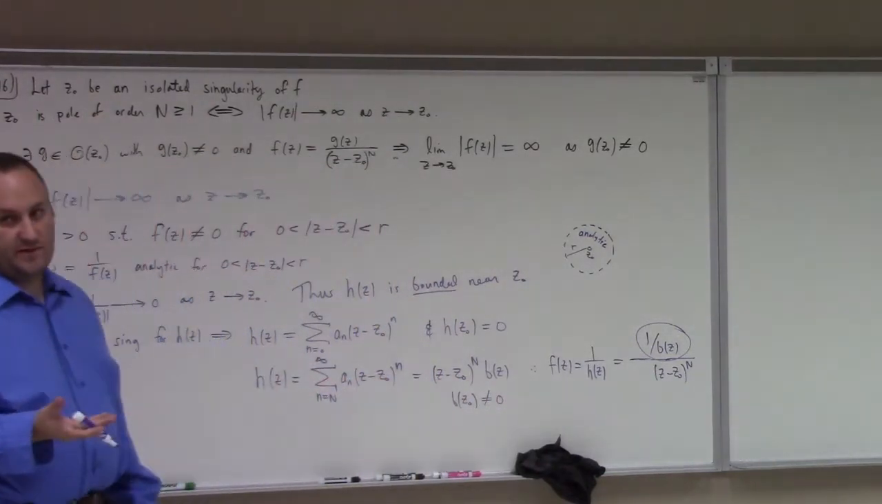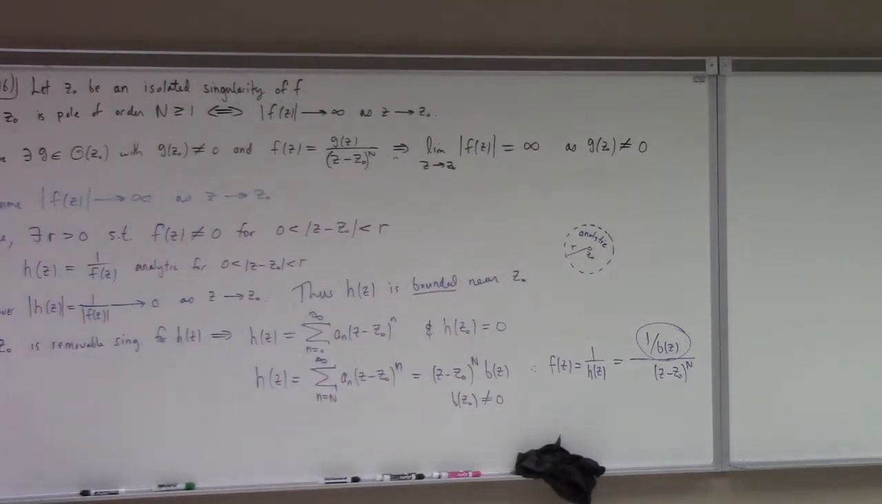The function upstairs, what's the value of b at z naught? b of z naught is non-zero, right? So the reciprocal of an analytic function is analytic near z naught. And so there you go. That, by our theorem last time, is a pole of order n for f. So we've shown that the limit being infinity implies that there's a pole of order n.